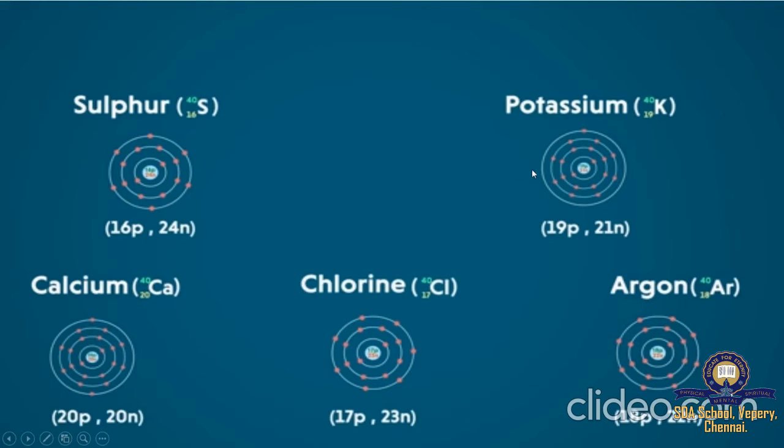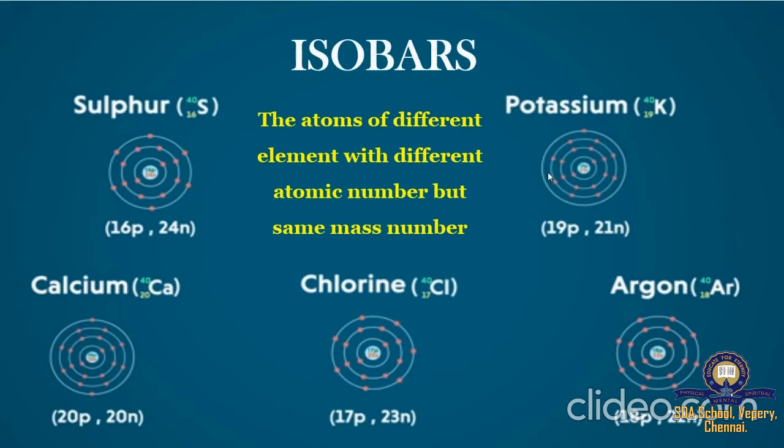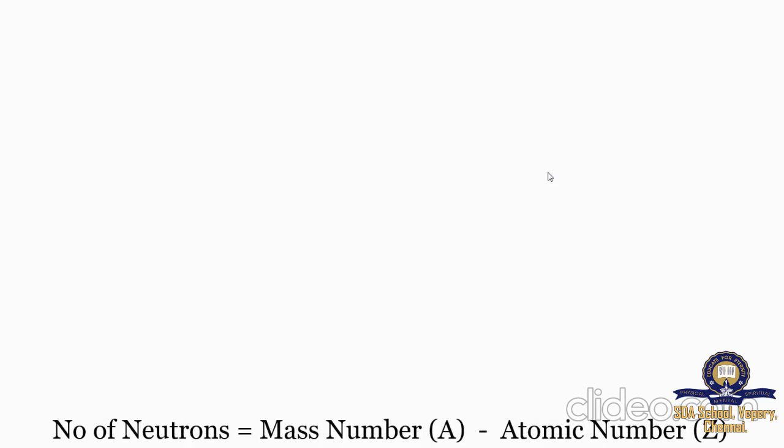So here we can say that the atoms of different elements with different atomic numbers but with the same mass number are known as isobars. So isobars are nothing but the atoms of different elements with different atomic numbers but the same mass number. Now we know that to find the number of neutrons present in the nuclei, we need to subtract the atomic number from the mass number. So the number of neutrons is equal to mass number A minus atomic number Z.